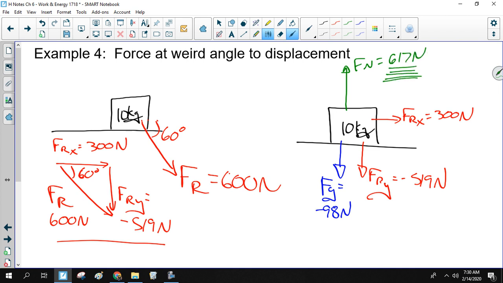Please note this. At the time of recording this, I'm just finishing grading a target check, and I'm still getting students making the normal force equal to gravity. And you can't do that, okay? So there's our normal force.